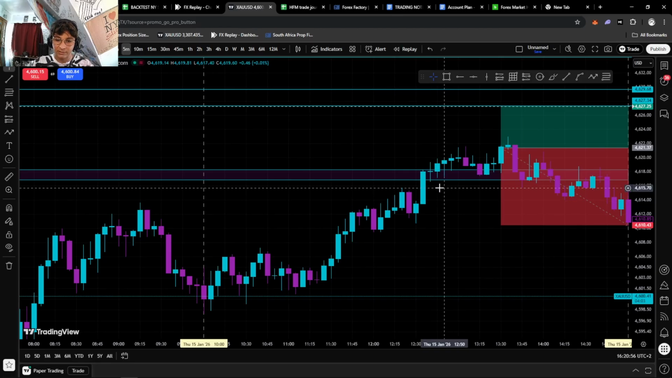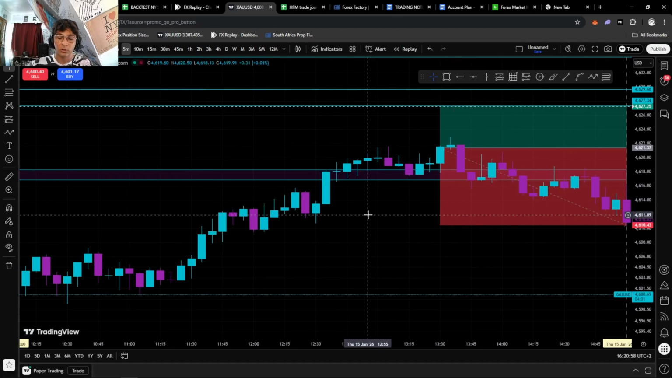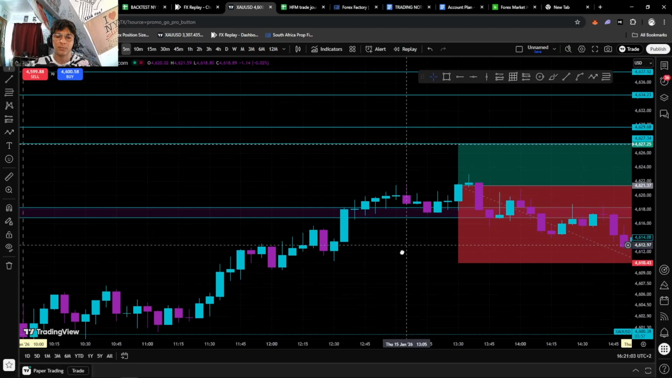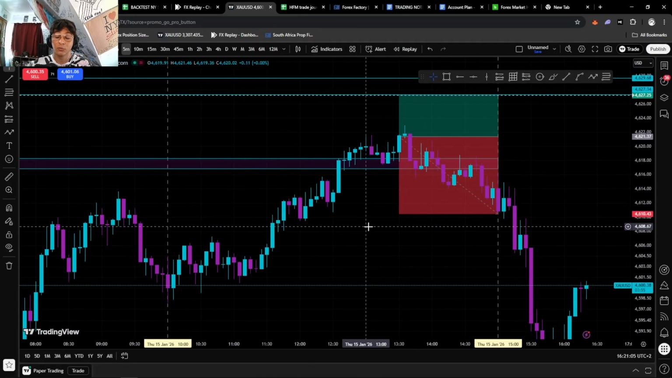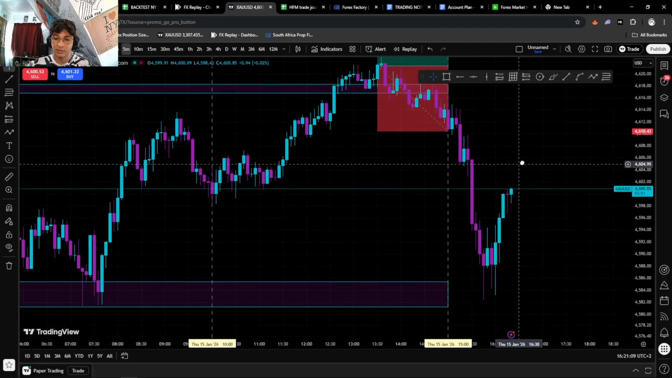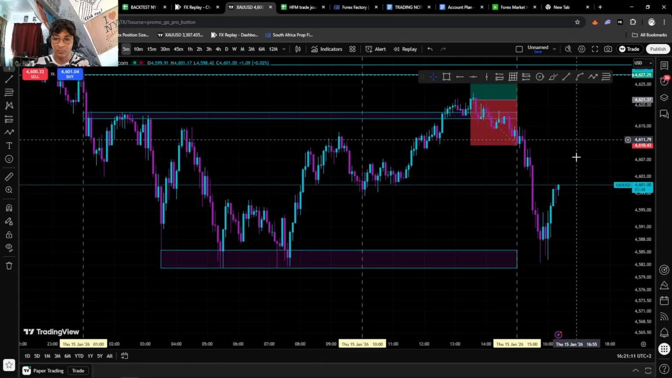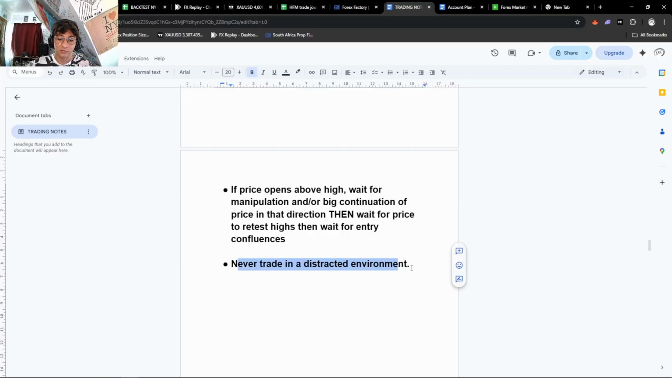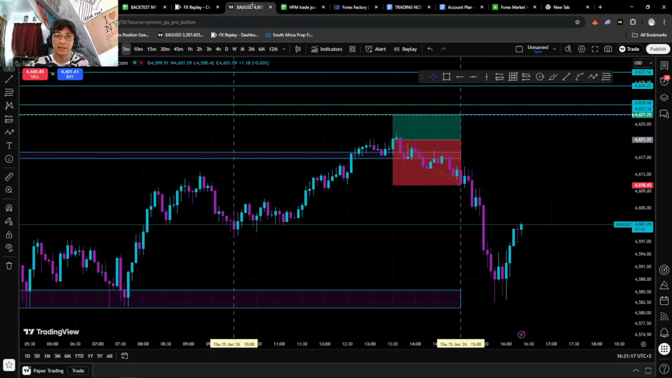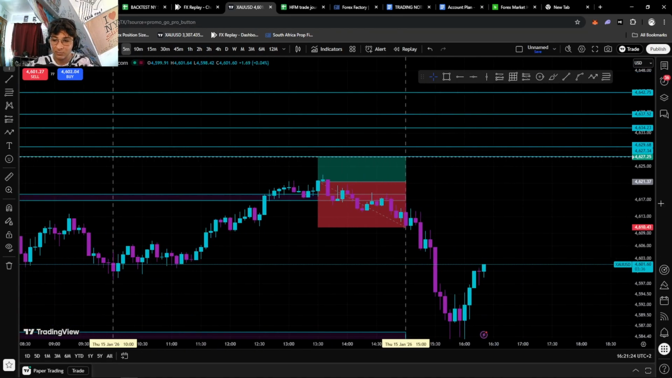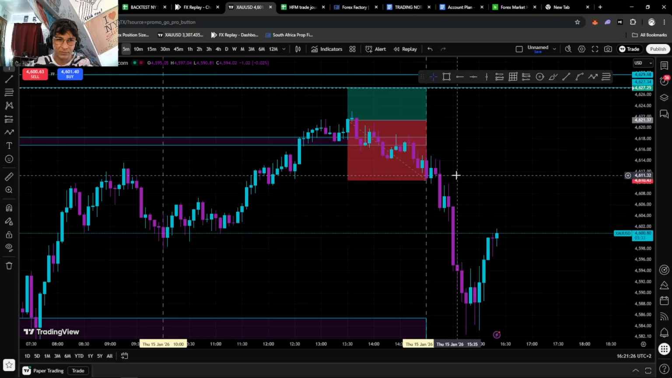No liquidity sweep, no break of structure, no order block, no breaker block, no inverse fair value gap, no fair value gap, nothing. That is a rookie error. That was like the first few weeks of trading, I only made those errors for months. So I can't believe I actually made that. But I did add this trading note that says never trade in a distracted environment. I was trading downstairs, not at my computer setup here, so maybe that has to do with it. Maybe I wasn't just in the right headspace, but that was a bad one, a bad loss.